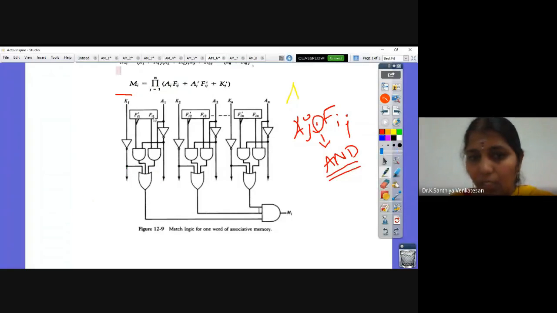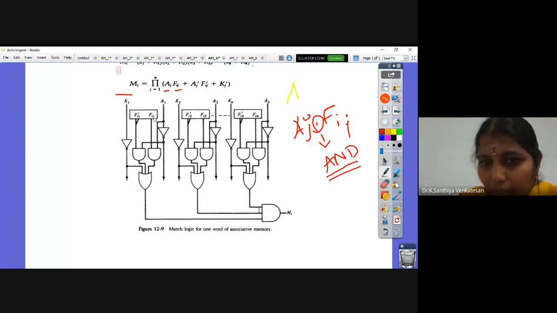The same thing, I'll repeat once again. First AJ, Fij. For the second bit, it will be A2, Fi2. Clear. And the next one is your AJ dash, Fij dash. AJ dash means I need to go for an inverter, so I find AJ dash over here, and Fi2 dash is directly given. There is a dot operator, so I need to perform an AND operation.